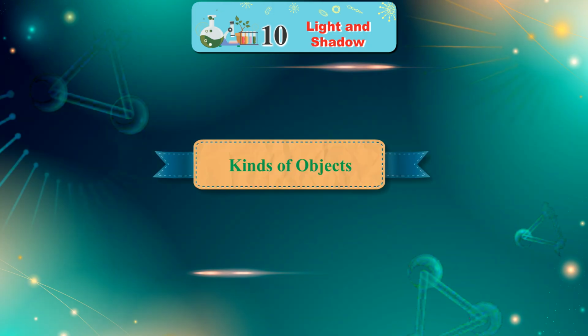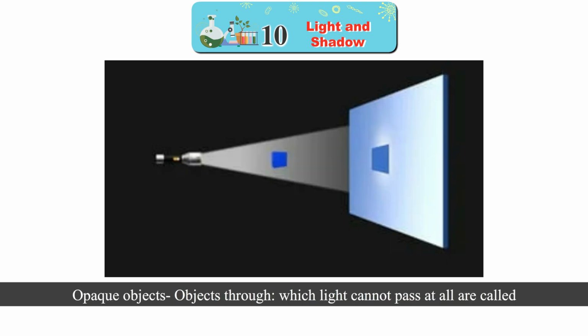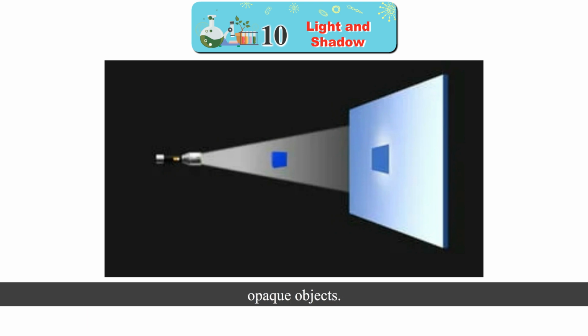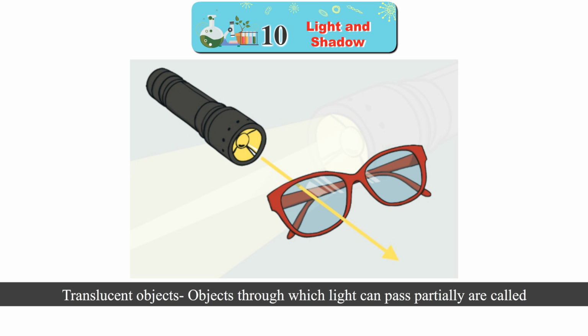Kinds of objects. Different objects allow different amounts of light to pass through them. Depending on the amount of light that can pass through objects, objects can be grouped as follows. Opaque objects. Objects through which light cannot pass at all are called opaque objects. Opaque objects form clear and dark shadows. A pencil, a book, wood, etc. are examples of opaque objects.